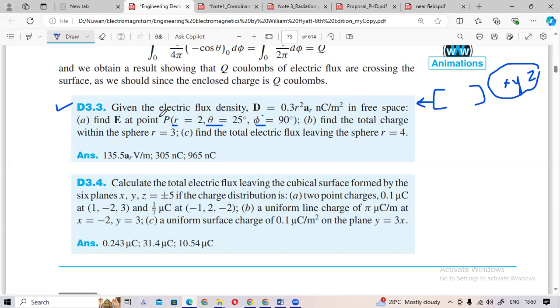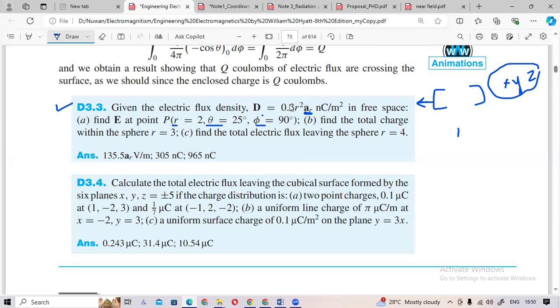So now the given electric flux density is there. So it is flux density. What is this? We know this. Now we should be familiar with this. What does this AR mean?